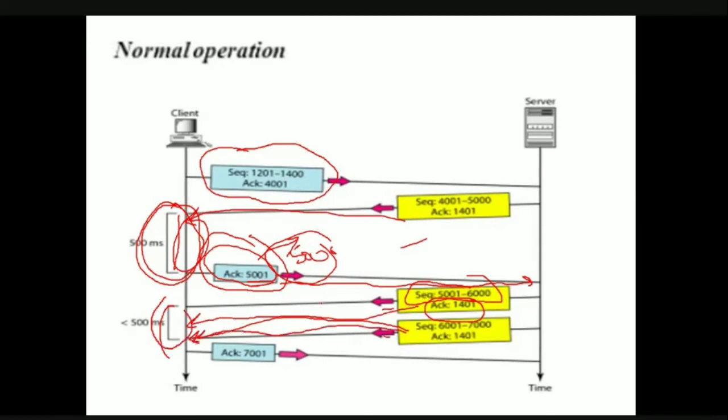Actually the client has to send the acknowledgement for 6001, but it has sent the acknowledgement for 7001 because within this particular timer it got the second information also from the server. So it has sent the cumulative acknowledgement for 7001. That is, the client received from 6001 to 7000, so it sent the acknowledgement for the 7001st segment. So this is how the normal operation takes place. I hope this is clear, right?